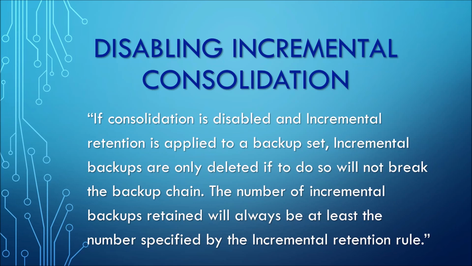And the other part of the response that I got back from them was that if consolidation is disabled and incremental retention is applied to a backup set, the incremental backups are only deleted if by doing so it will not break the backup chain. That's because each incremental is dependent on the one before it. The number of incremental backups retained will also be at least the number specified by the incremental retention rule, which is in the settings, which I'll get to later.